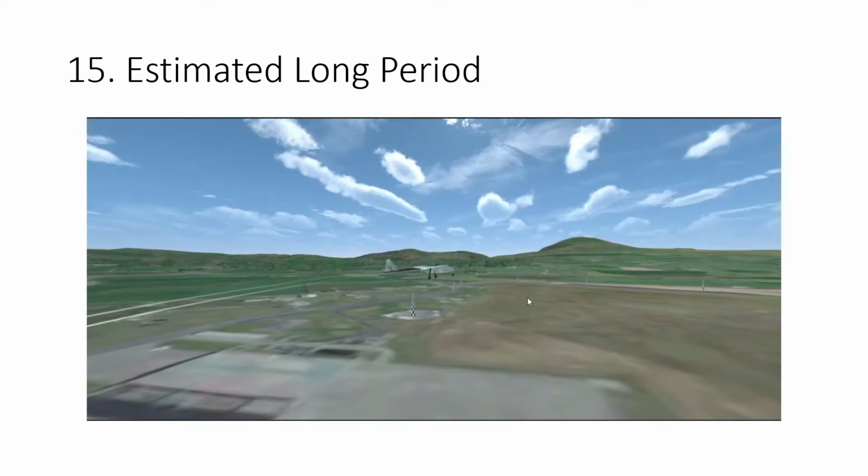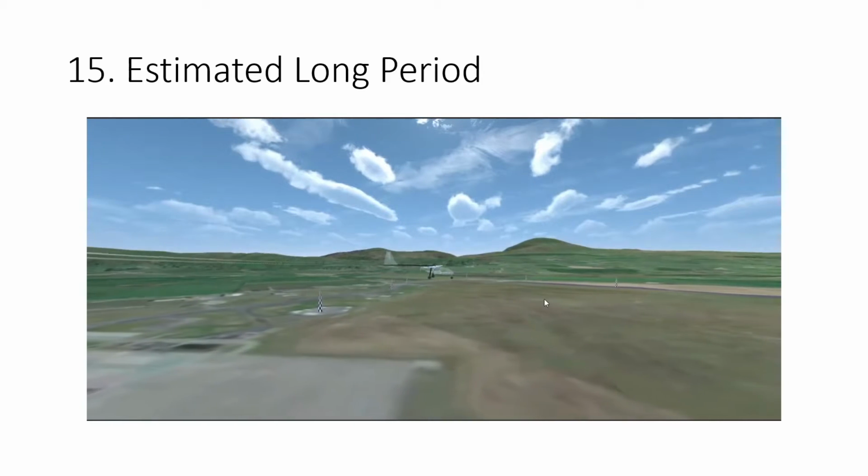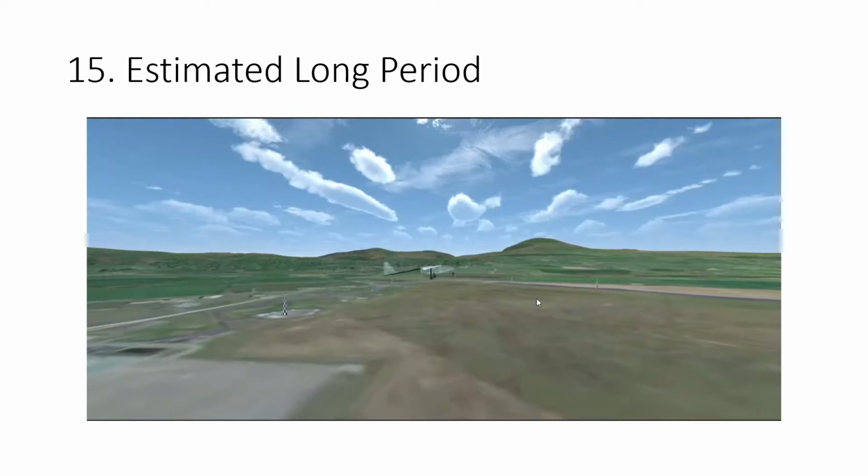The estimated long period, or the phugoid, of the aircraft was estimated using the phugoid experiment in the Unity project, and its final value was estimated to be around 10.2 seconds.